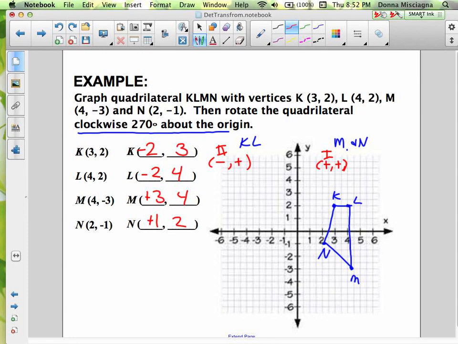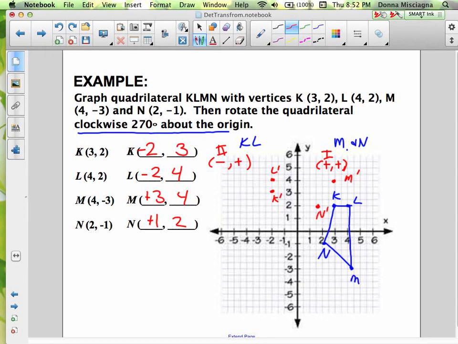All right, so k is at negative 2, 3, and negative 2, 4. I should probably mark that. That's k prime, l prime. M prime is at 3, 4, right there. That was m prime, and make sure you're putting this in your notes. And then n prime is at 1, 2, right there. And that was n prime.